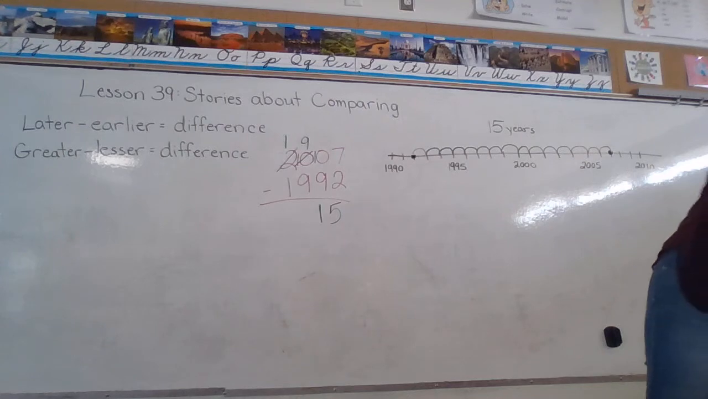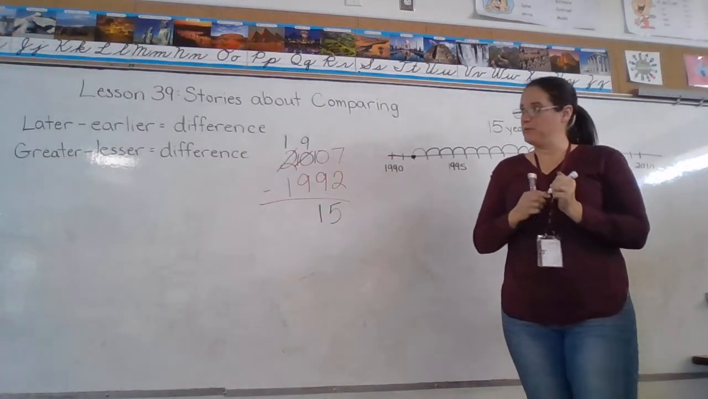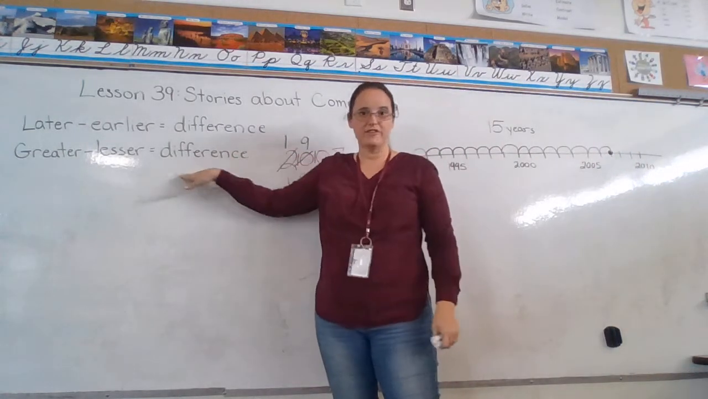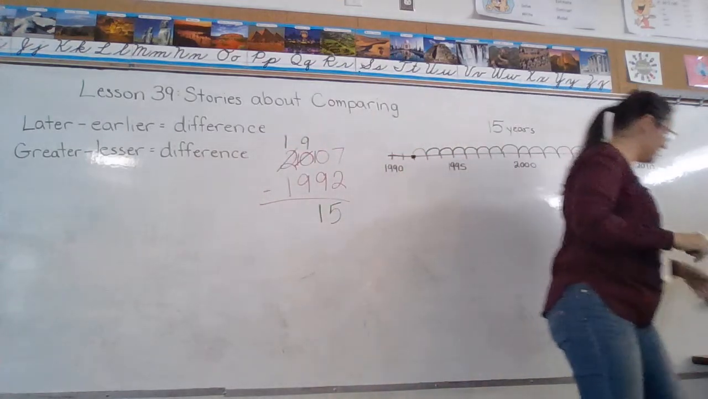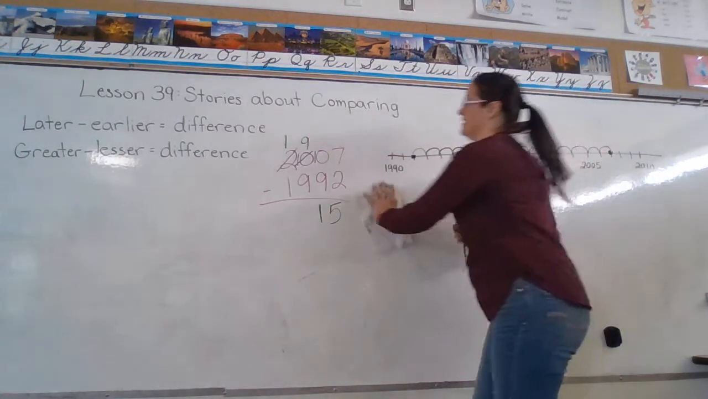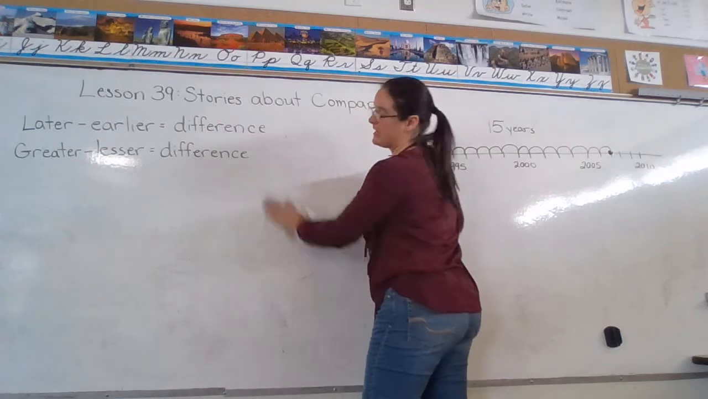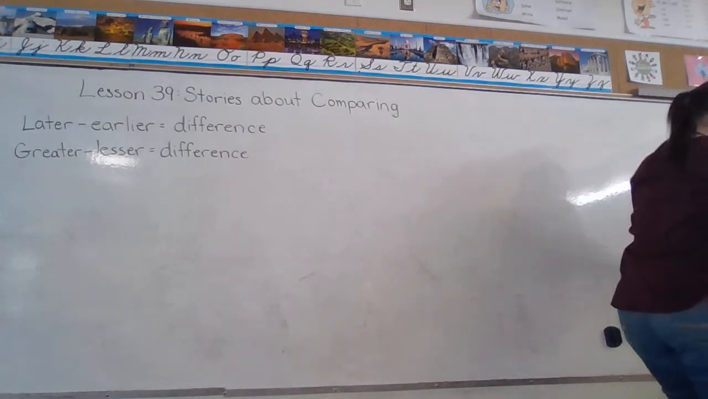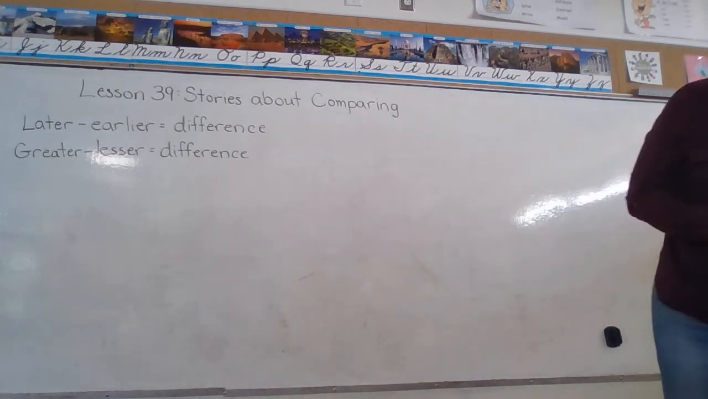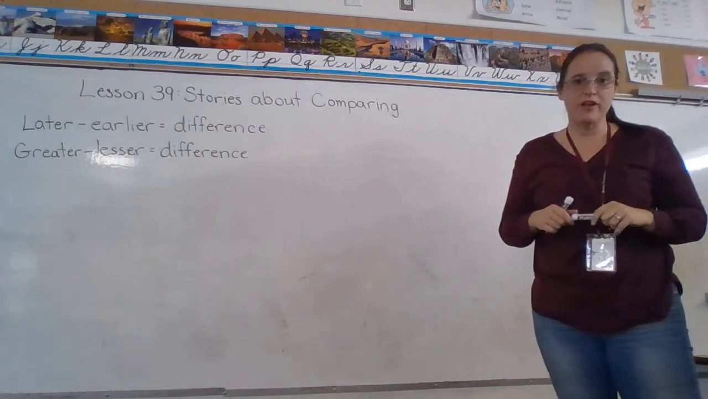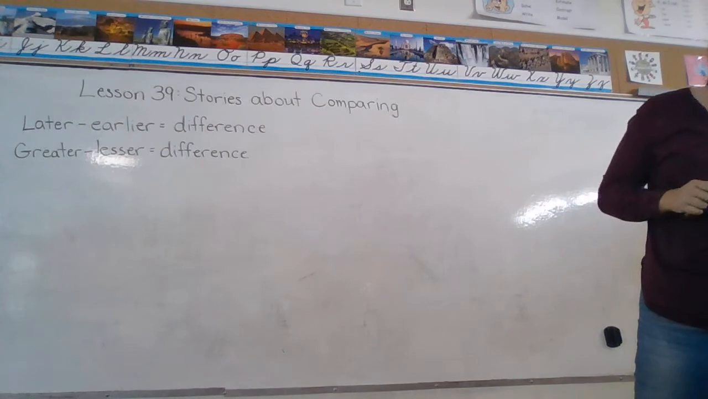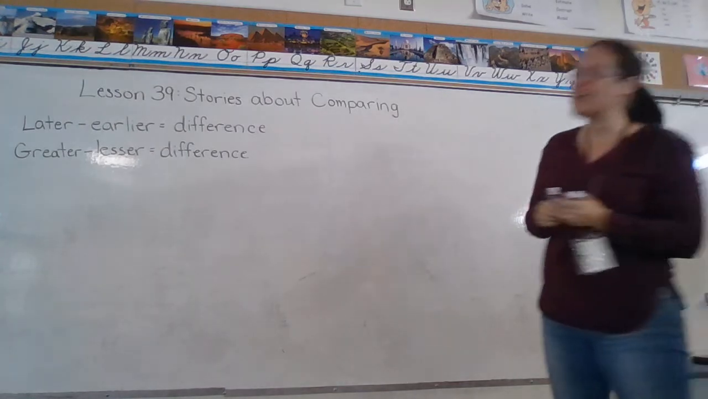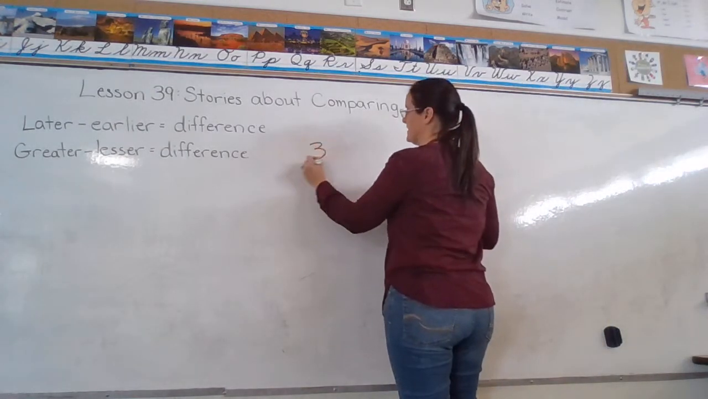Okay. So the next example is more of a greater, lesser difference. No more years. This is going to be amounts. Okay, Frederick and his brother were playing a board game. Frederick scored 354 points.